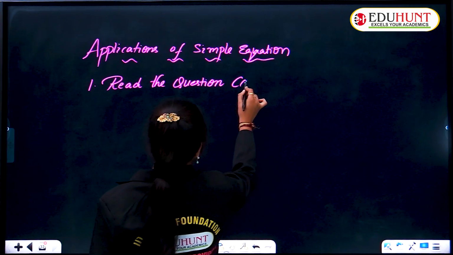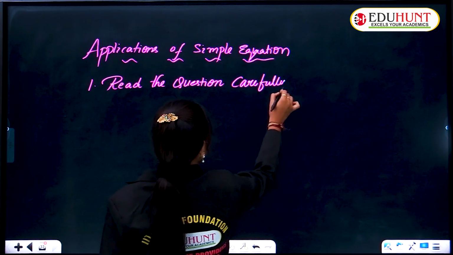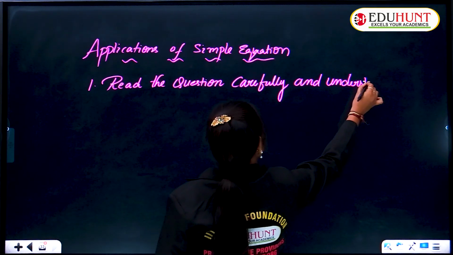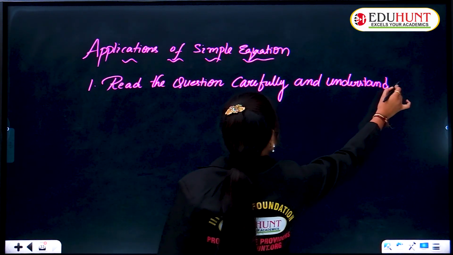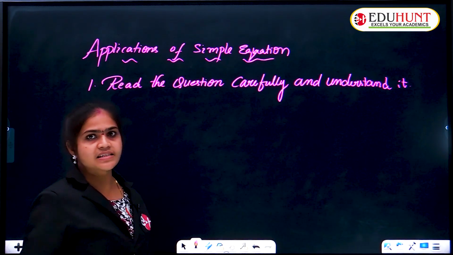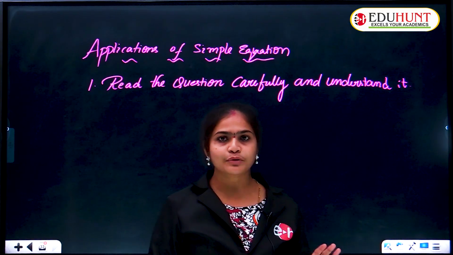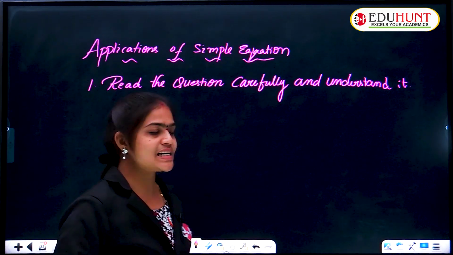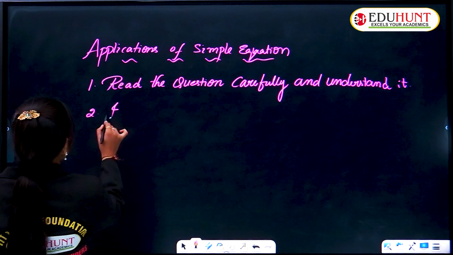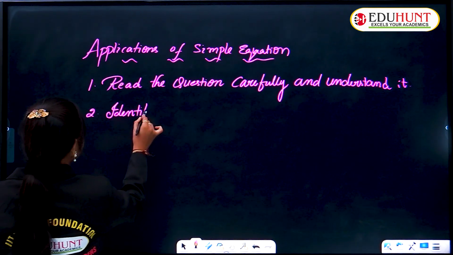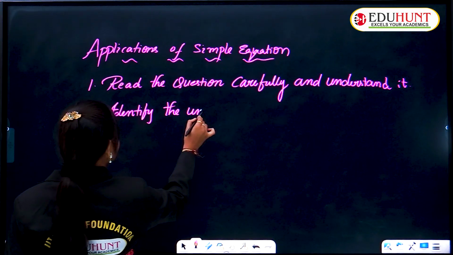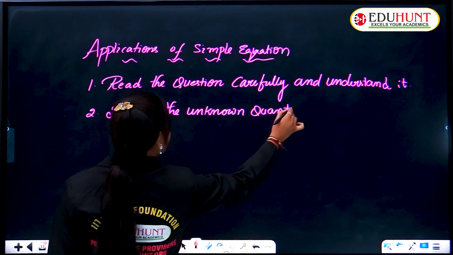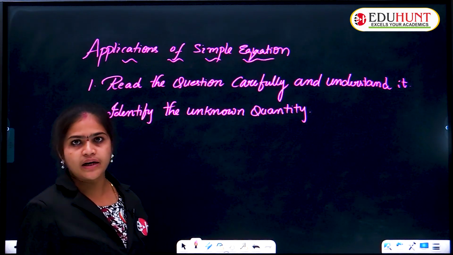Read the question carefully and understand it. First you should read the question, what they given in that question. First you have to understand it. Understood, ma? That is the first step. Second step is identify the unknown quantity.